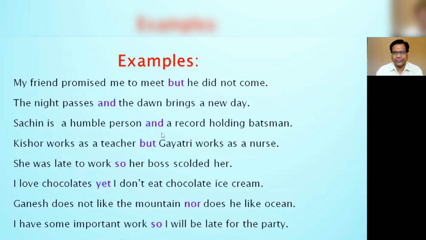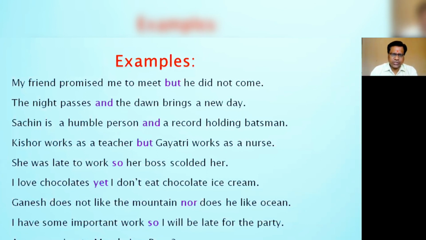You get different flavors of ice cream. You have a strawberry, okay, you have chocolate ice cream, or else you have vanilla flavor. You have different flavors available in the market. But as far as chocolate ice cream is concerned, I don't eat it. I don't like it. But whereas I love chocolates. So I love chocolates, yet I don't eat chocolate ice cream. So this is how this sentence is presented. So I love chocolate is one independent clause. I don't eat chocolate ice cream is another independent clause.